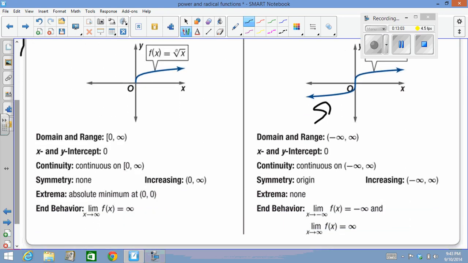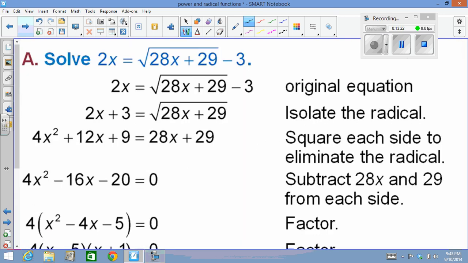Okay, and it also has a little bit of a different end behavior as well. So that's basically the graph portion of the lesson. The second part of the lesson talks about solving radical equations. So when I have a radical equation, it would look like this.